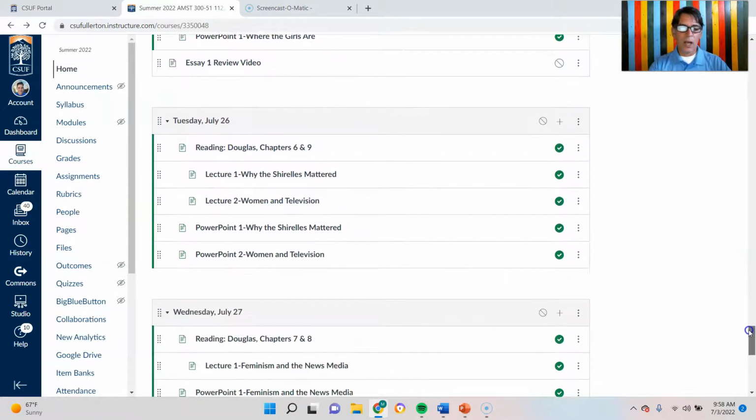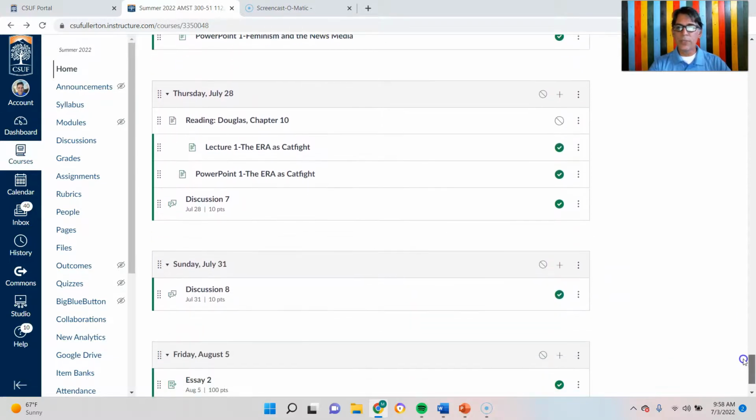Now, I've scheduled this since we have four units. There are four units in this class. The first unit is on silent movies. The second unit is on swing music from the 1930s and 40s. The third unit is on comic books from the late 30s until the 1970s. And then our final unit is on women and the mass media after World War II. All right.